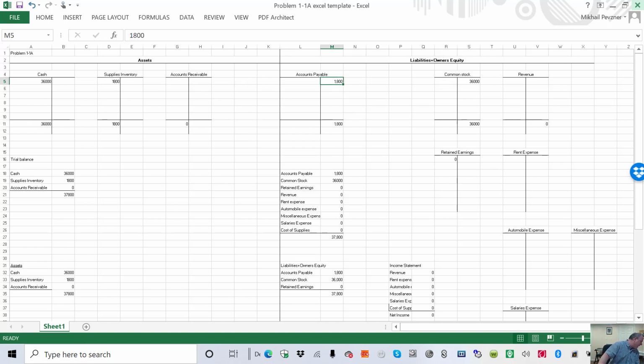Entry C, received cash from fees earned for managing rental property, $67.50. So they are receiving cash of $67.50, the payments basically from customers. That's a debit to cash. And they are generating fees. That's a revenue. That's a credit of $67.50.